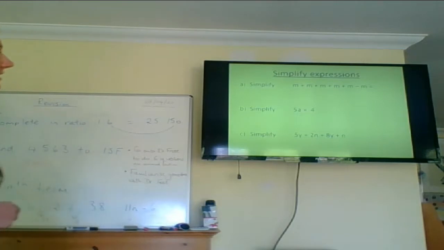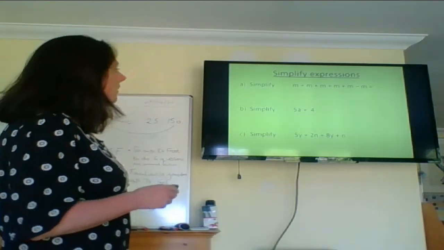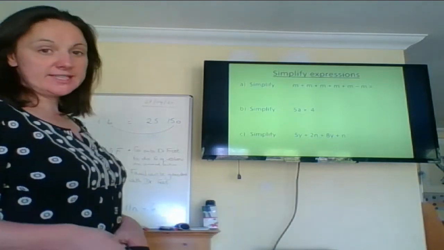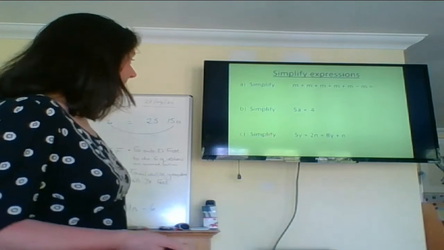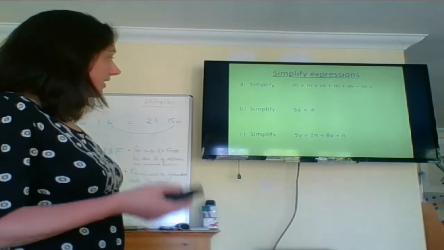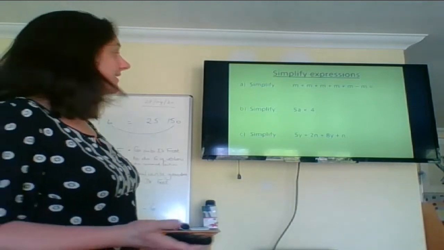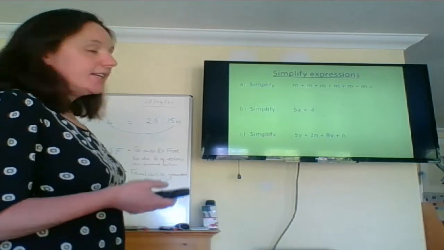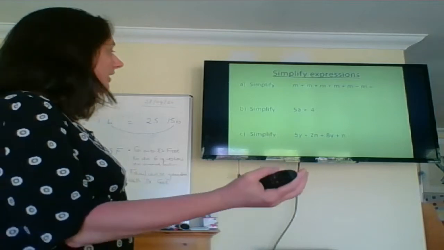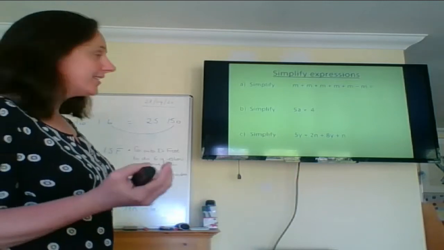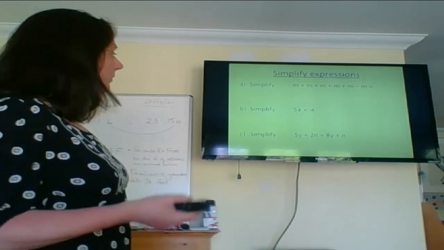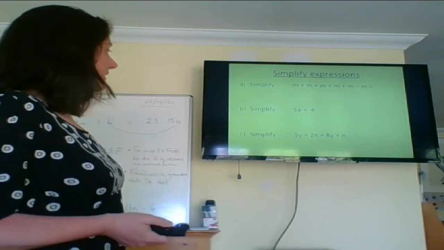Okay, if we're going to simplify expressions, so you have got 1, 2, 3, 4, 5 m's, take away m. So 5m, take away m, it leaves you with 4m. If you're simplifying 5a times 4, you would times the numbers together. So 5 times 4 is 20, so it's 20a. If you're simplifying 5y plus 2n plus 8y plus n, you collect the like terms. So you're collecting the y's, which is 8 and 5, which is 13y, and you're collecting the n's, which is 2n plus n is 3n.